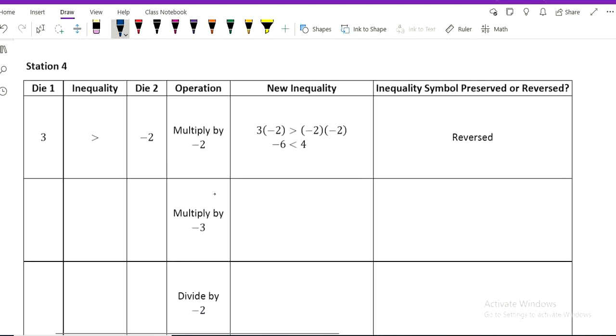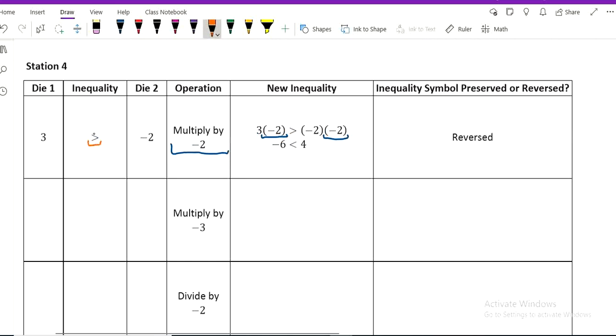All right, one more station to fill in. Let's get it going. Station 4, they give us 3 is greater than -2. Well, that's true. Then they told us to multiply by -2, which is why they put those parentheses -2 on both sides here. And we see what they ended up with. Well, they ended up with -6 and +4. Look at what happened to the symbol.